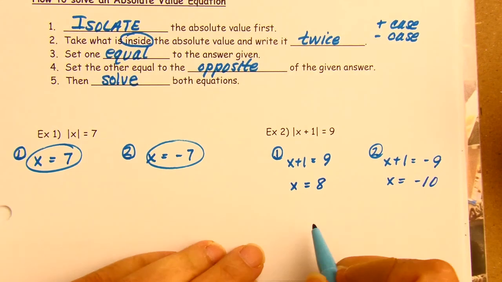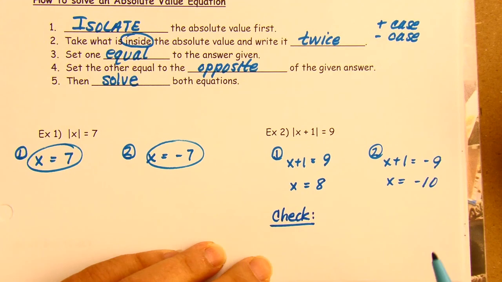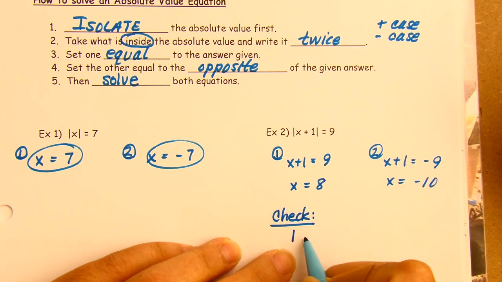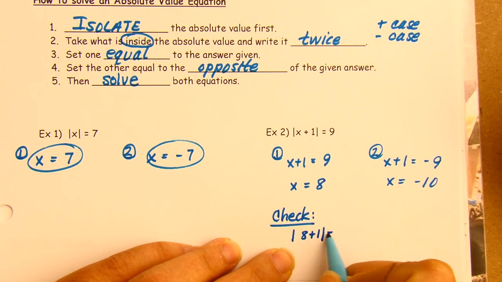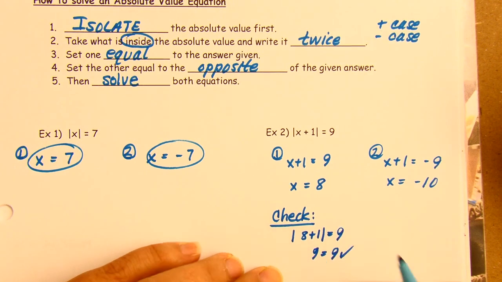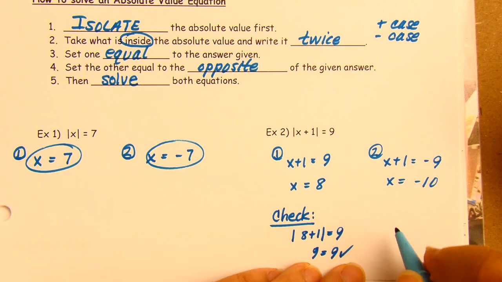And with absolute value equations you need to check, and you need to show me the check. And this is enough of a check to show me. X is 8, so I go 8 plus 1 equals 9. 9 equals 9, check. So you set it up, and then you show me the computation that left side and right side are equal. I don't need to see every step if these are longer problems.